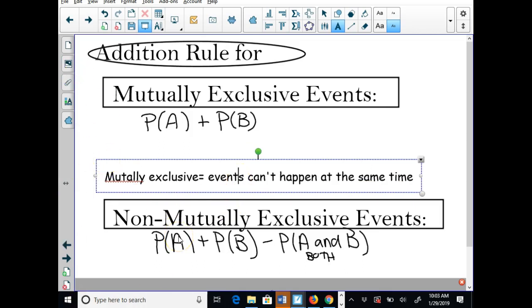Again, an example of two mutually exclusive events would be attending St. Cloud State and then also attending UMD. You cannot attend both of those colleges at the same time. Non-mutually exclusive events would be something like majoring in physics and going to St. Cloud State. You can do that at the same time. All right, let's get right to the examples.